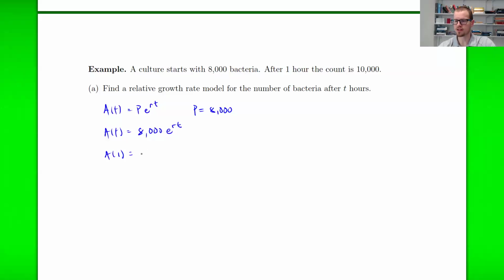We know that A of 1 is 8,000 times e to the r times 1, and that's going to be 10,000. I can divide both sides by 8,000 to get e to the r is equal to 10,000 divided by 8,000. Of course, it would be a good idea to simplify that as 5/4. We can rewrite this in logarithmic form. The natural log of 5/4 is equal to r, and that finds a value of r for us.